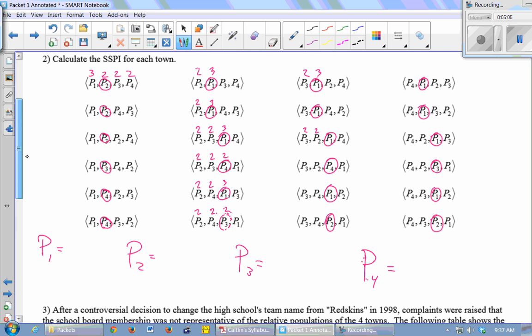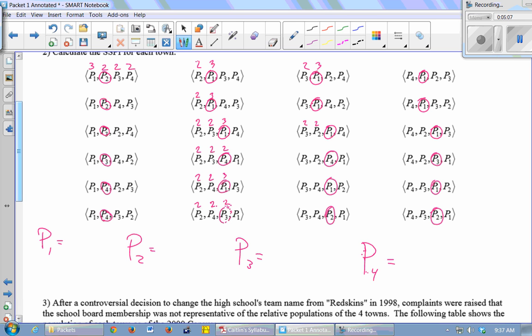All right, so how many times did I circle player 1? 12 times. And how many times did I circle anyone altogether? 24. When you have 4 players, this will always be 24 because there are 24 sequential coalitions. And then player 2, how many times did I circle player 2? 4. And player 3, I also circled 4 times. And player 4, 4 out of 24.